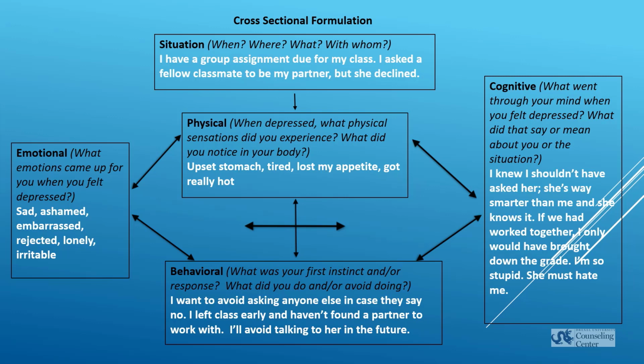So that's this specific example of a group assignment: asking a fellow classmate to be my partner, and she declines. And again, these can be big or small, a whole variety of different situations that occur in our everyday lives. So what I'll ask you to do at this point is to open that additional file. There's a blank copy of this cross-sectional formulation.